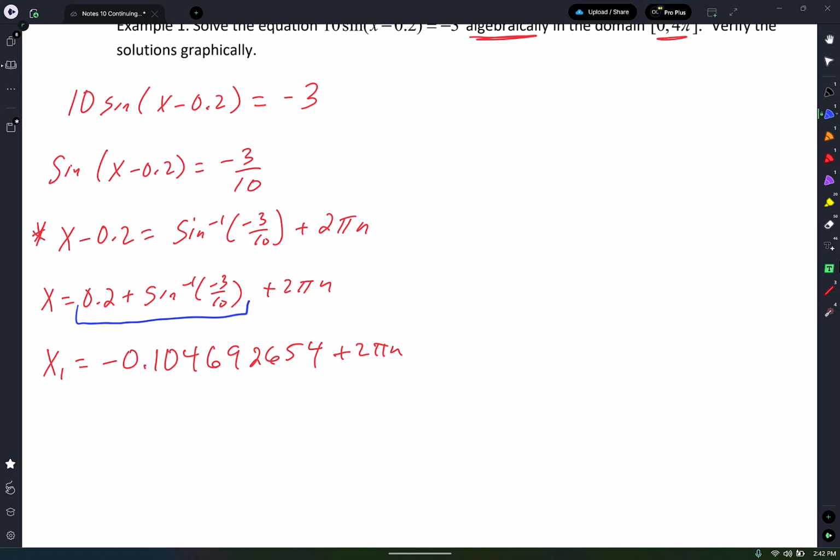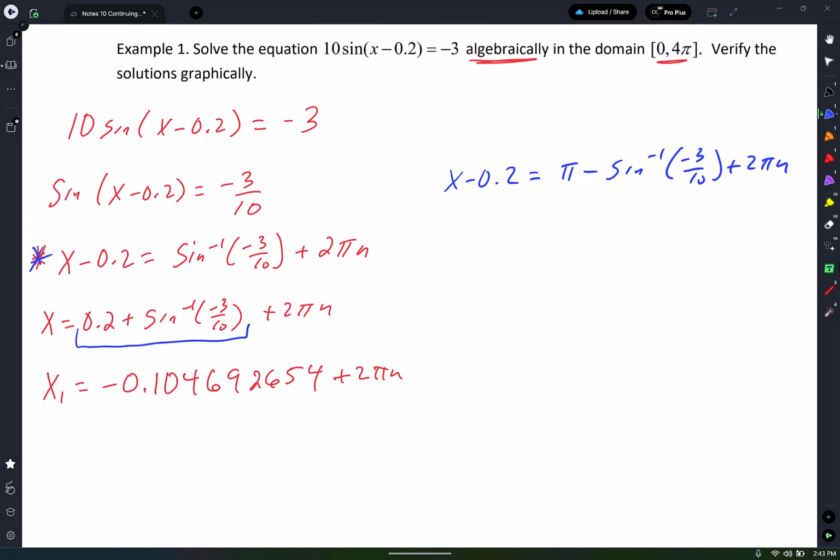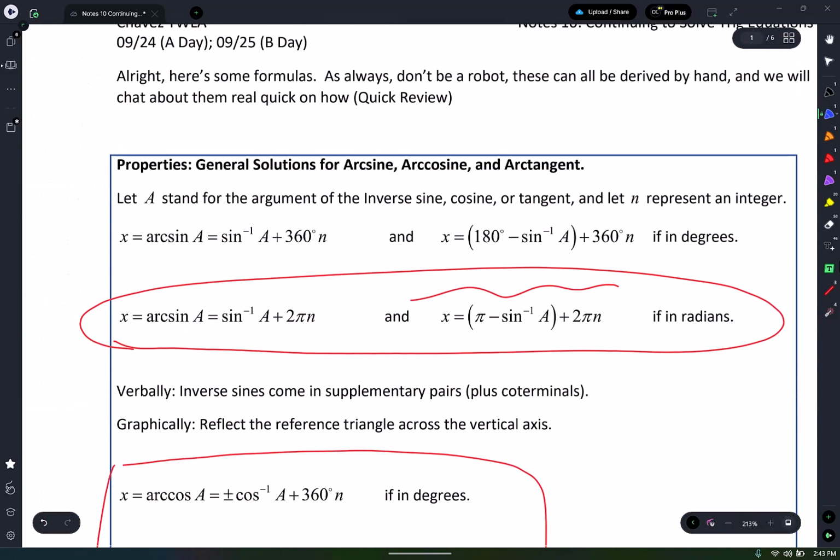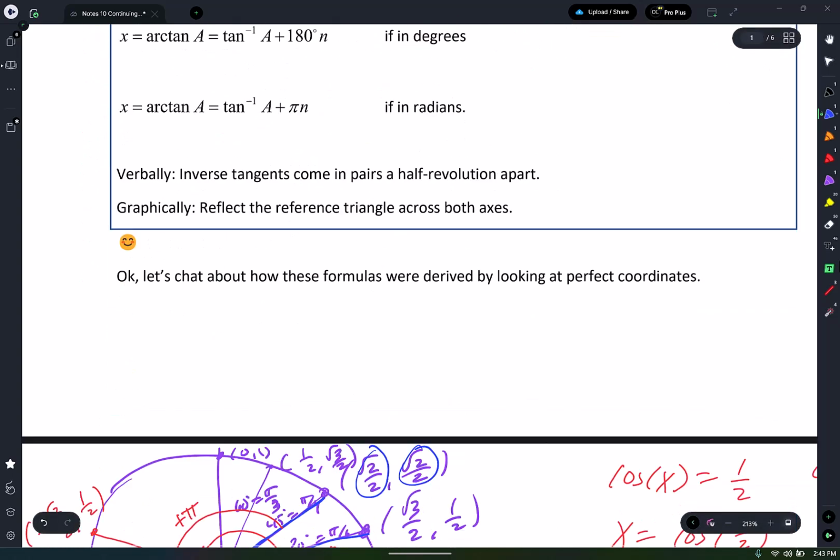Okay, so here we go. In blue, I'm going to start right here where the asterisk is. I'm going to go x minus 0.2 equals, and I'm going to write pi minus arc sine of negative 3/10 plus 2 pi n. I'm just doing this right here to get my other solutions. Does that make sense to you guys?